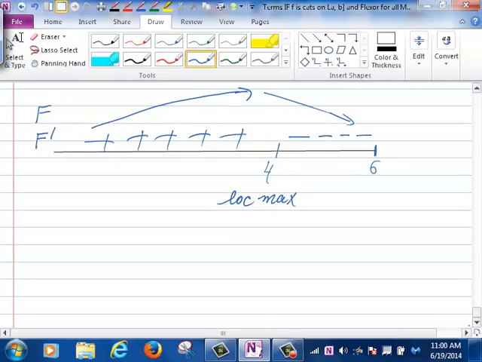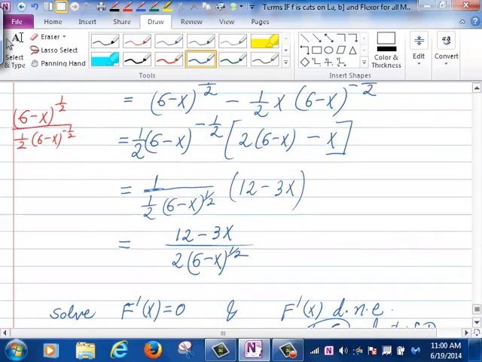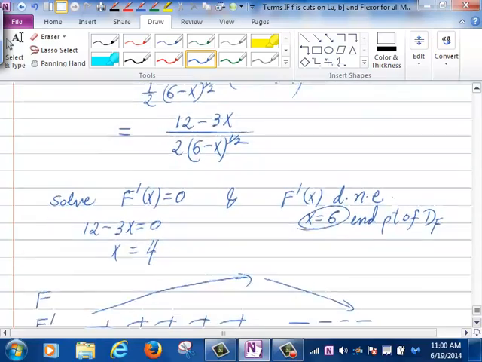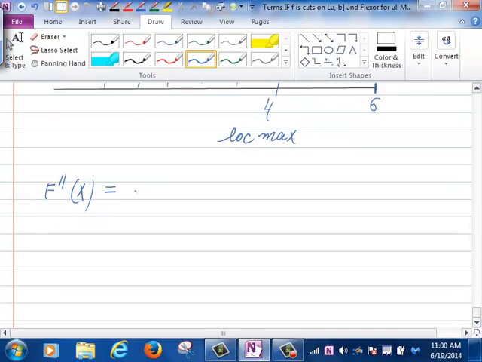Okay, now what do I have to do? Yeah, I have to find the second derivative now, right? What's the second derivative? So this is the derivative, 12 minus 3x over 2 times that. So I have to square the denominator. What do I get if I square the denominator? I get 4 times 6 minus x. Here I'm going to get 2 times 6 minus x to the half.